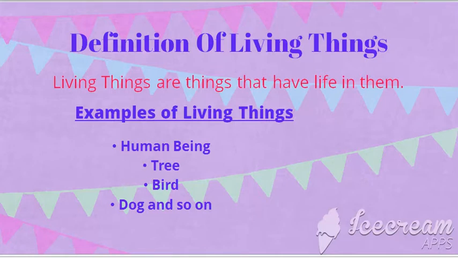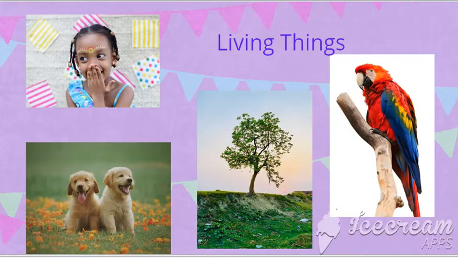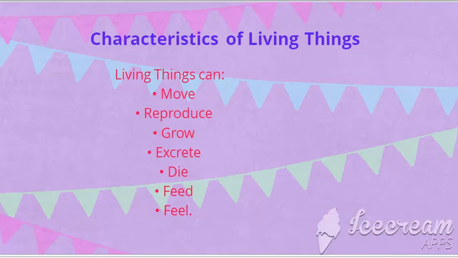Well, let's take some examples. Yes, human being. You can see the lovely little girl. Tree, dog, bird. These are some examples of living things. We have some other examples of living things, okay? Now we're quickly going to look at the characteristics of living things.